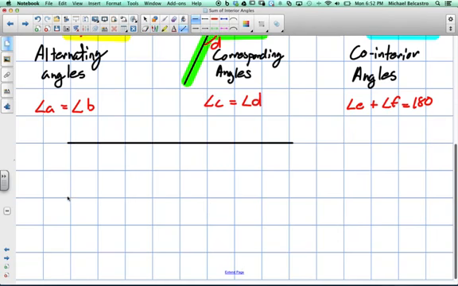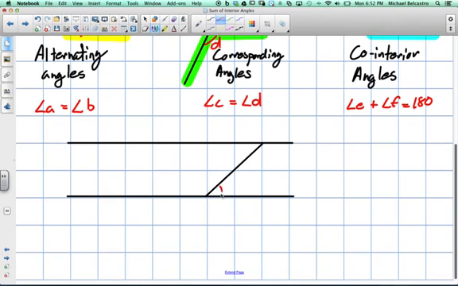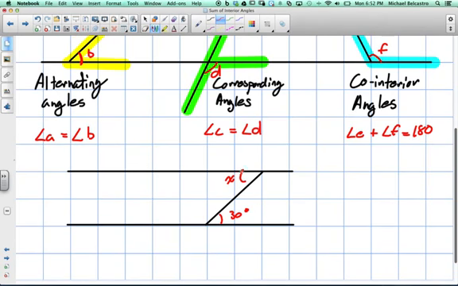So maybe I'll quickly make a pairing here. So let's say I have this angle here. Let's say it's 30 degrees, and I need to find this angle here. We'll call it X. Which of the three rules would we use to solve that? Alternating. Yeah, that's right. This makes a Z pattern, which means these two are equal. So X is equal to 30 degrees.